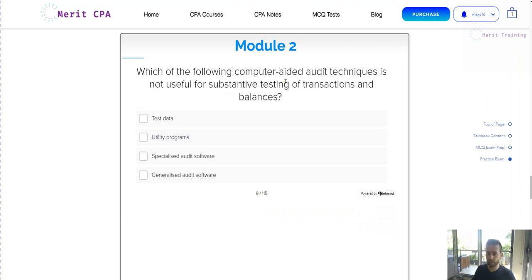Which of the following computer-aided audit techniques is not useful for substantive testing of transactions and balances? A, test data, B, utility programs, C, specialized audit software, or D, generalized audit software. So first of all, we just need to remember what substantive testing is, or you might have seen it as SAP, Substantive Analytical Procedures. So what substantive analytical procedures is, let me just bring up the notes, I'll show you a good example.